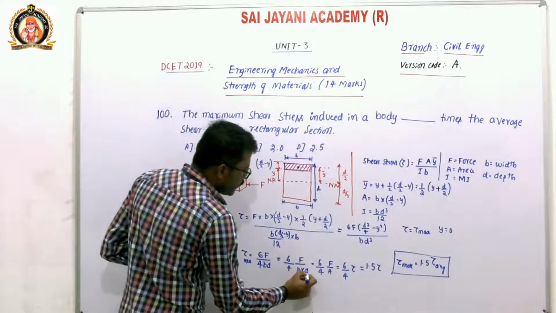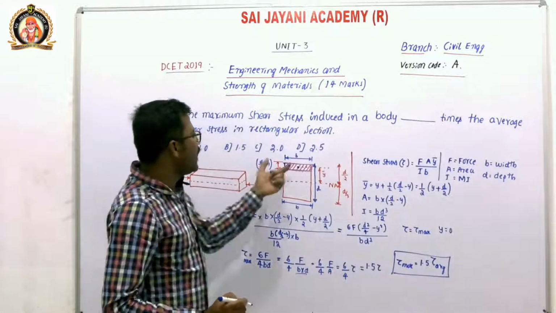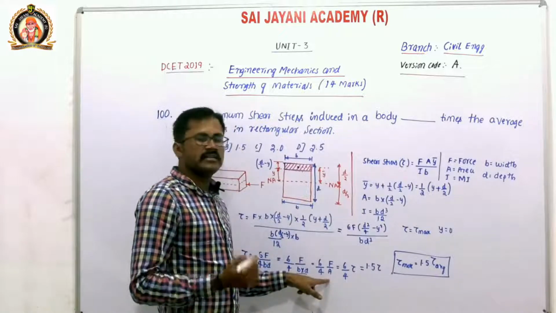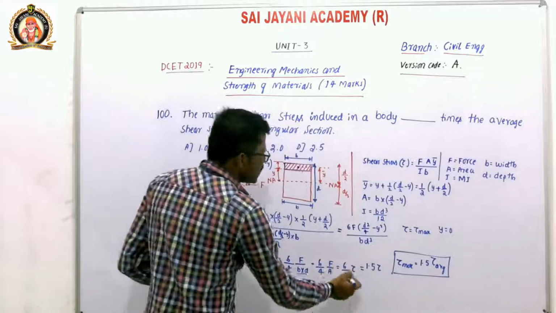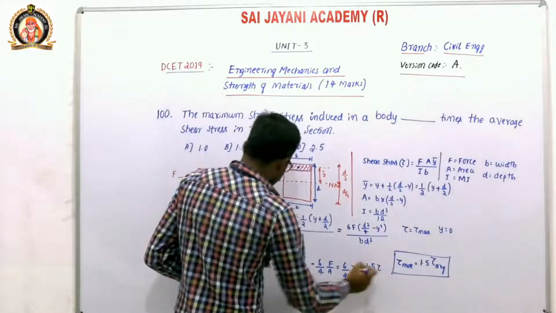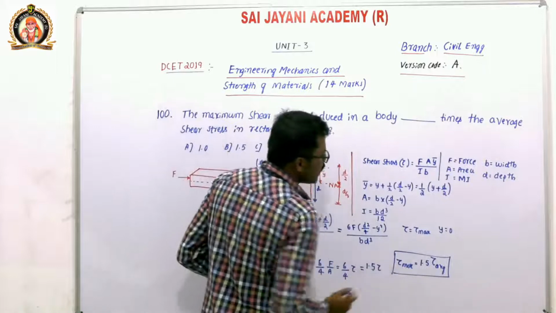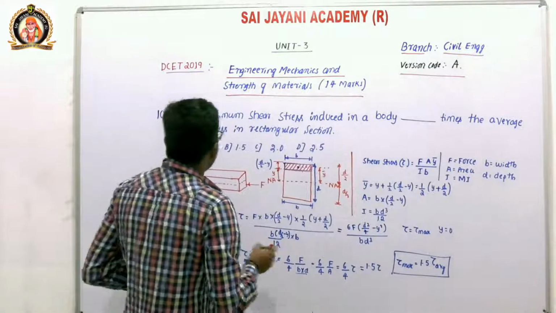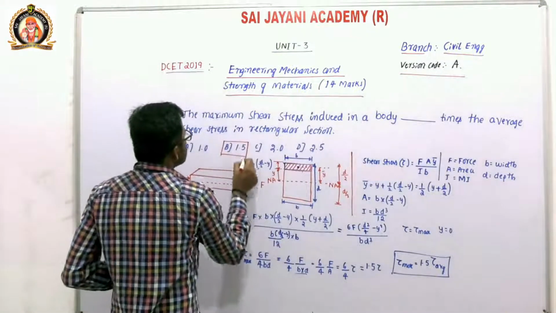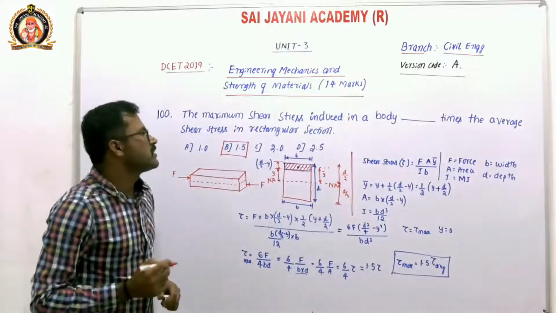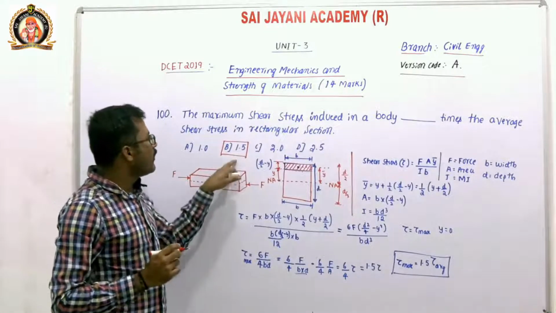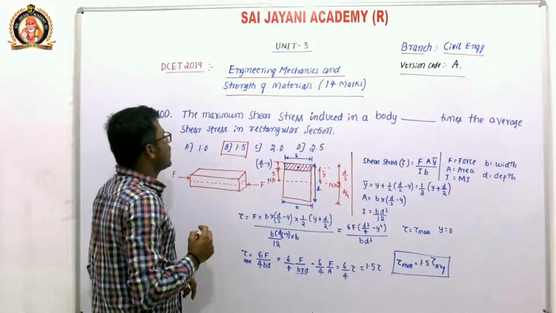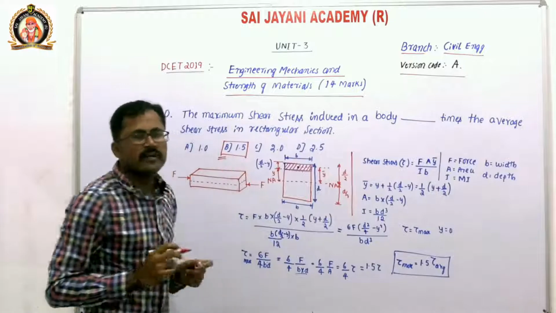We know that B into d for a rectangular section, B and D, is an area. So force by area means again it's the stress or shear stress. So 6 by 4 means 1.5. So tau maximum is 1.5 times of tau average. So the right answer is option B, 1.5. So the maximum shear stress induced in a body is 1.5 times of the shear stress in a rectangular section. So option B is the right answer.